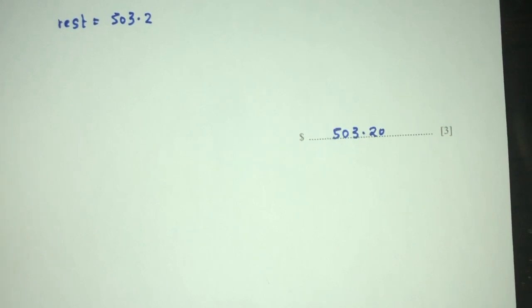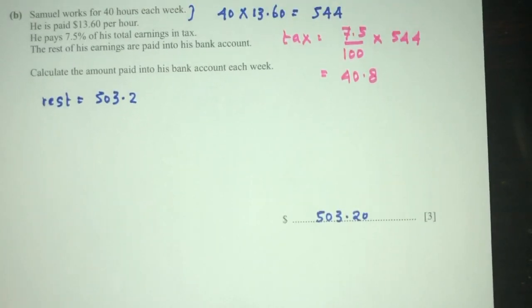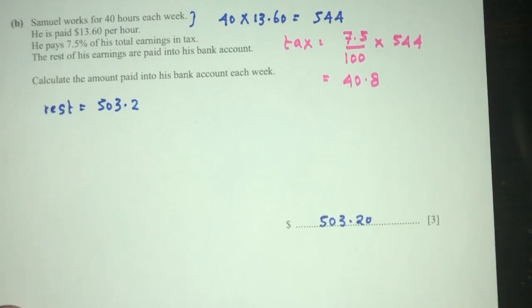Again, when we deal with money, it is advised to leave your answer correct to 2 decimal places. Sometimes they will ask you in terms of dollars, but here it's fine. Now, obviously, this is one way of solving the question. You can always use the other way.